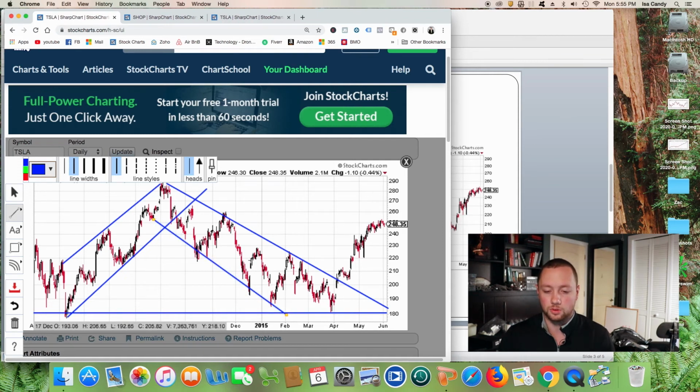Now what's kind of cool is we can see the price come down and almost test that 180 level. It comes back up and pushes up against the resistance level twice, and then it comes all the way back down and tests that 180 level. The price touches that $180 level now.